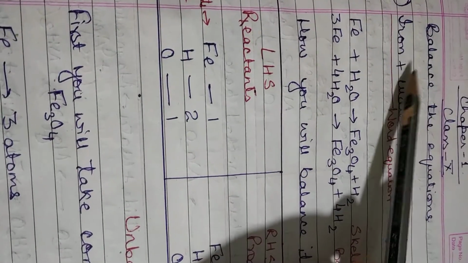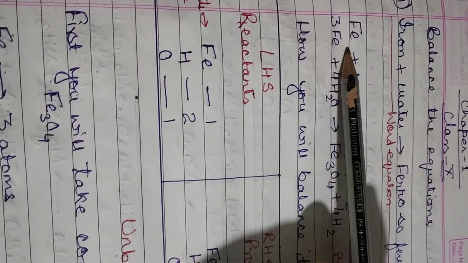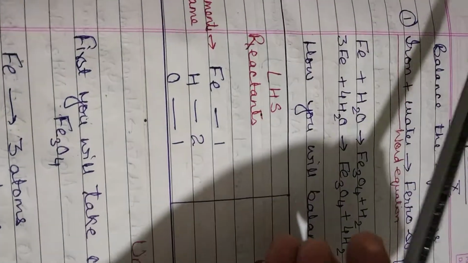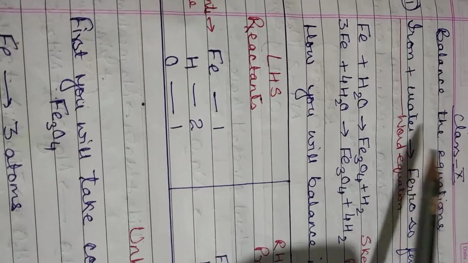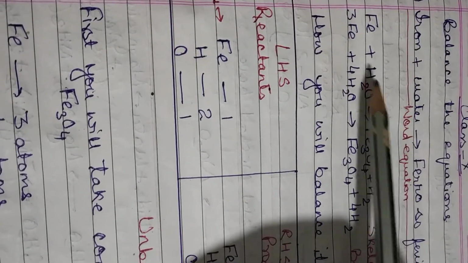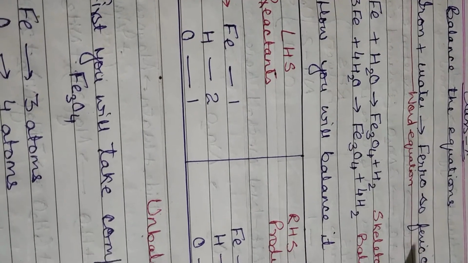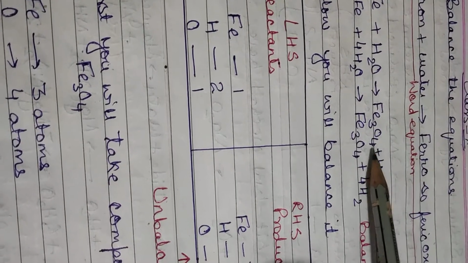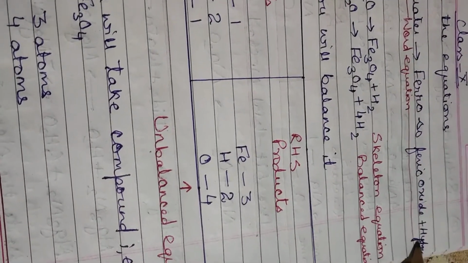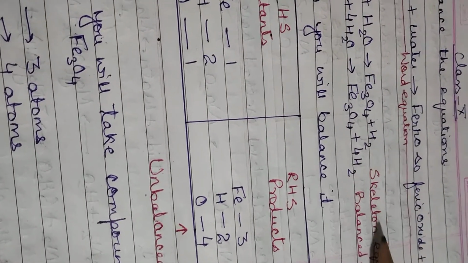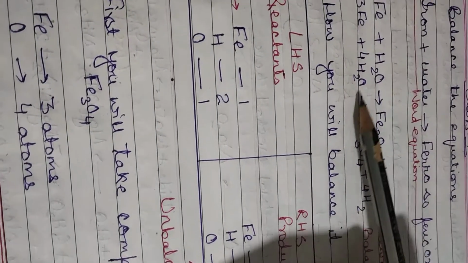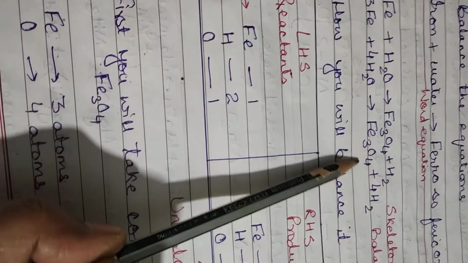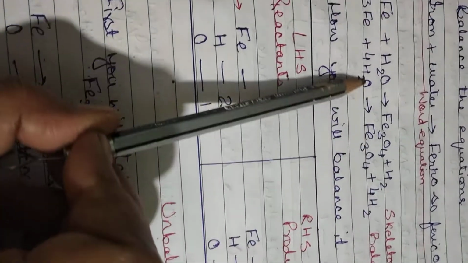But when we write this word equation by using symbols, then we can say that it is a skeleton equation. Now the symbol of iron is Fe. The formula of water is H2O. The formula of ferric oxide is Fe3O4, and hydrogen is H2. So this is a skeleton equation, and a skeleton equation is always unbalanced, and this one is your balanced equation.